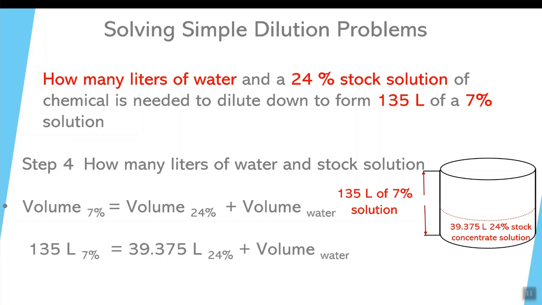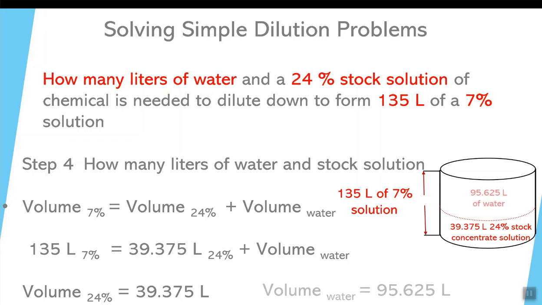That value is going to work out to 135 liters minus 39.375. The volume of the concentrate is going to be 39.375, and the volume of the water is going to be that subtraction. 135 minus 39.375 works out to approximately 95.625 liters of water.